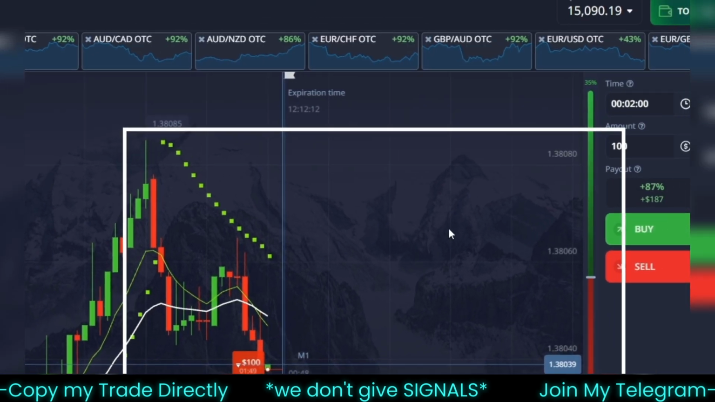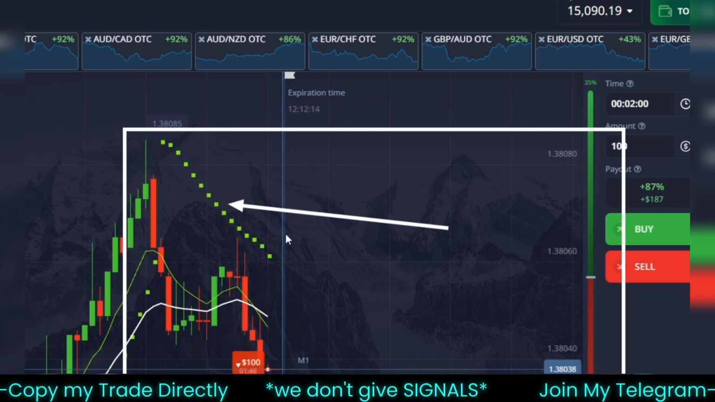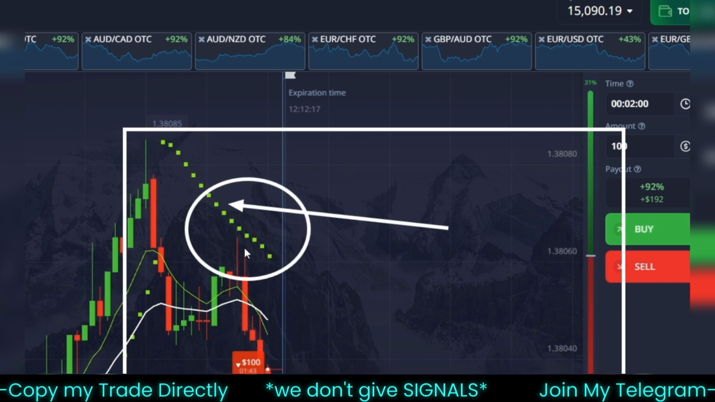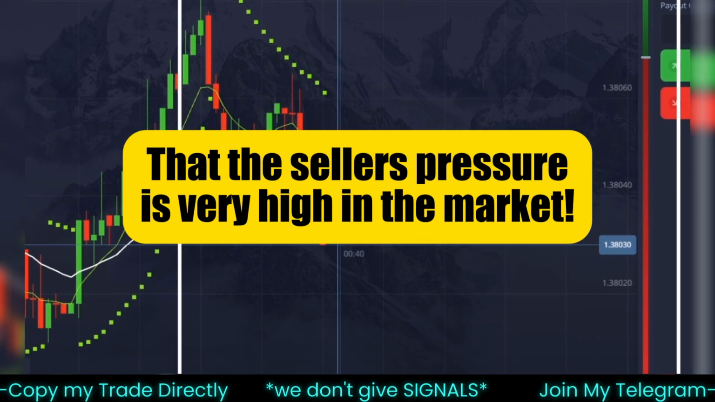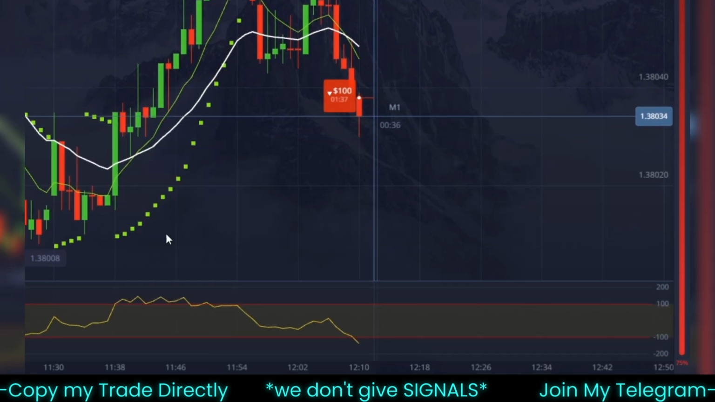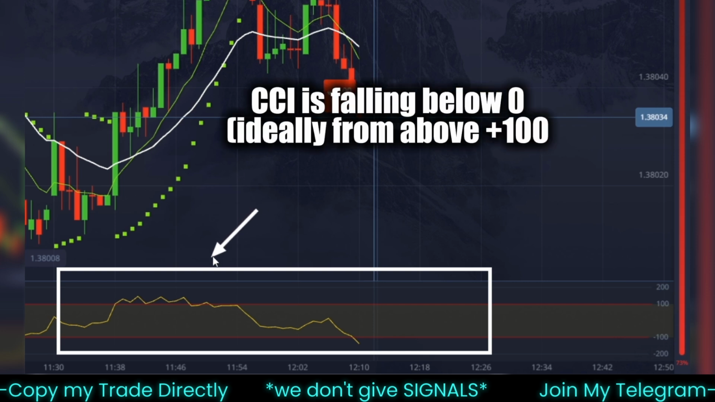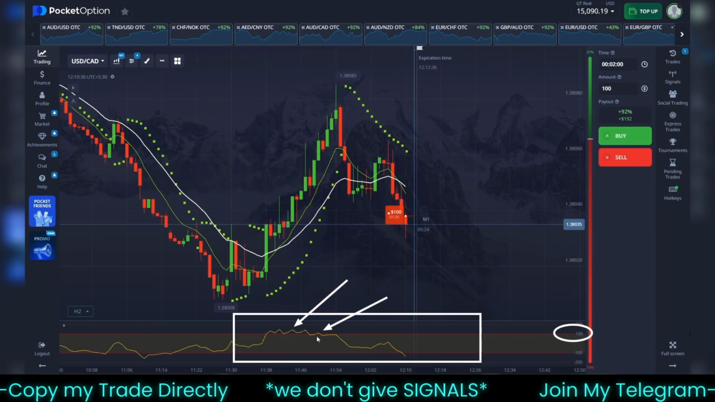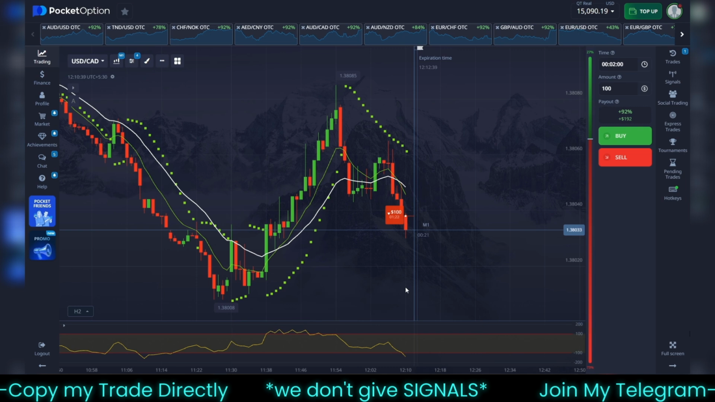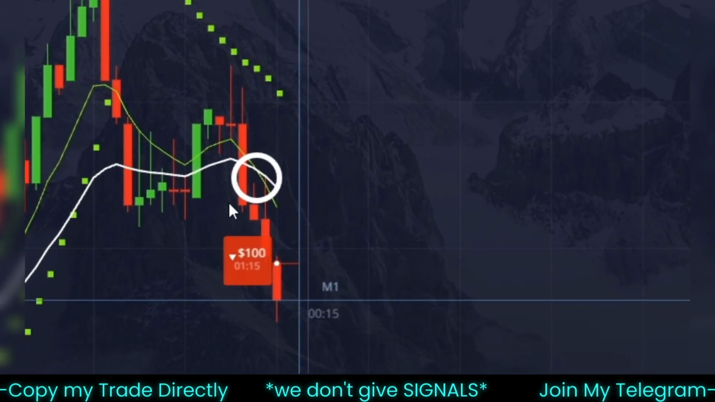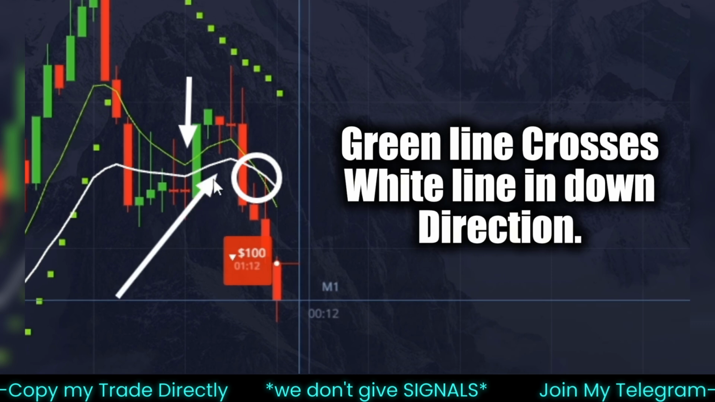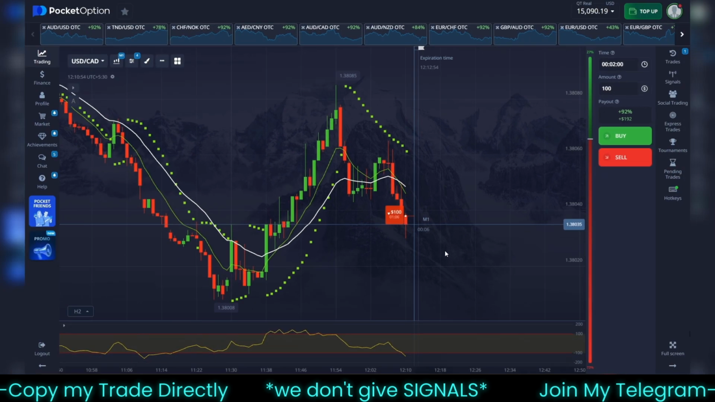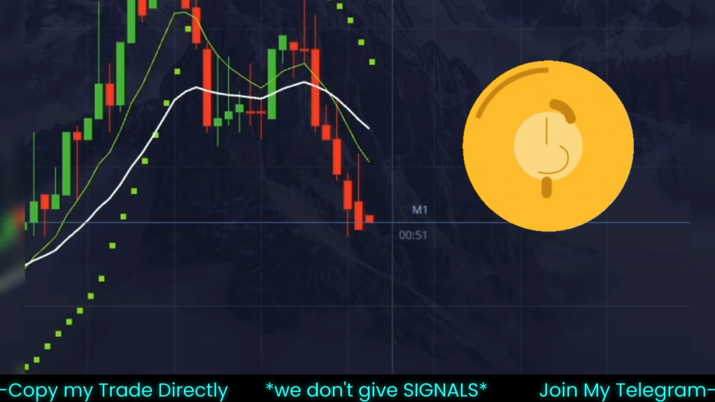You can see that all the parabolic SAR dots are above the candle, which means the first thing is clear, right? That the sellers' pressure is very high in the market. The second thing is this CCI indicator, and you can see the market was out of this 100 zone, and then it came inside here. So that's how we got a confirmation that the market is going to go down. After this, we got one more confirmation in the crossing of the moving average lines. This green line crossed this white line in the downward direction. And that's why I marked the setup. And you can see the result is in our favor.